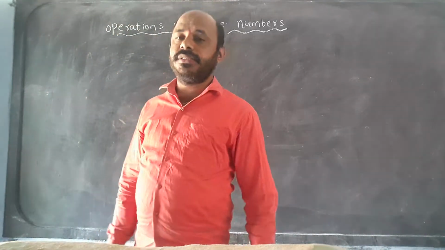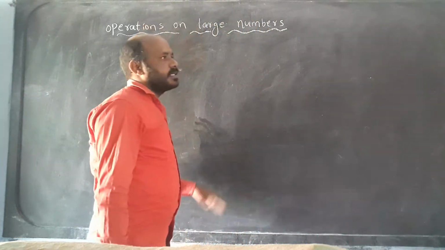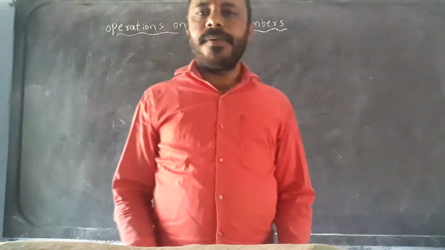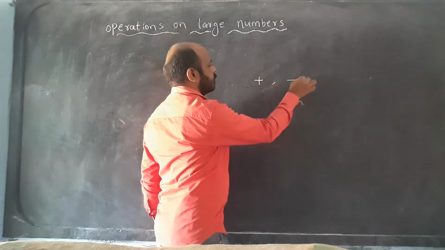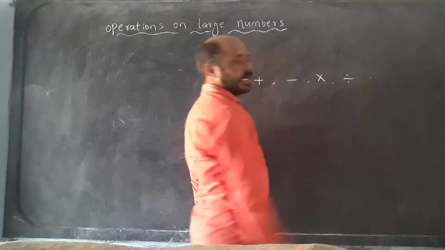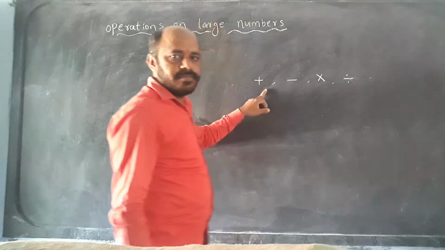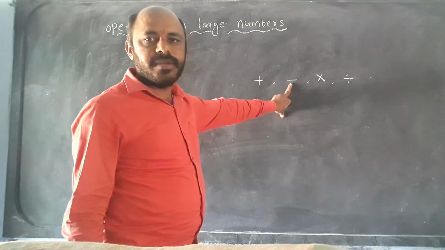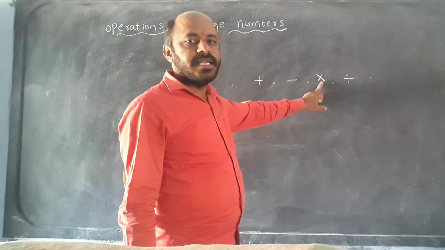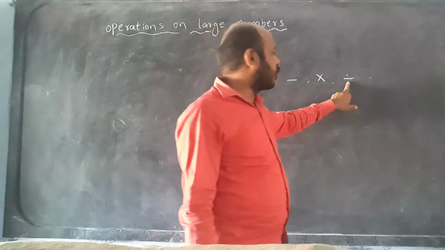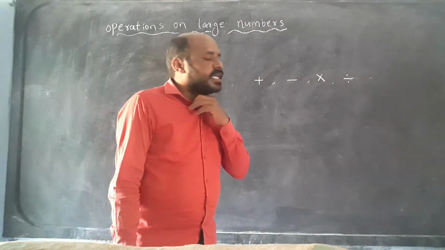What are the four operations? In our daily life, we use operations that depend on four symbols: the addition symbol, subtraction symbol, multiplication symbol and division symbol. The addition symbol is called plus. The subtraction symbol is called minus. The multiplication symbol is called into. The fourth is division, divided by. All math depends on these four operations only.